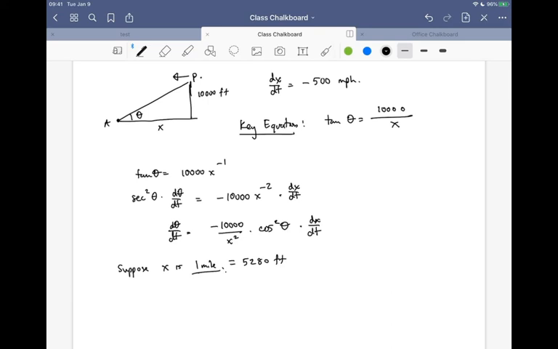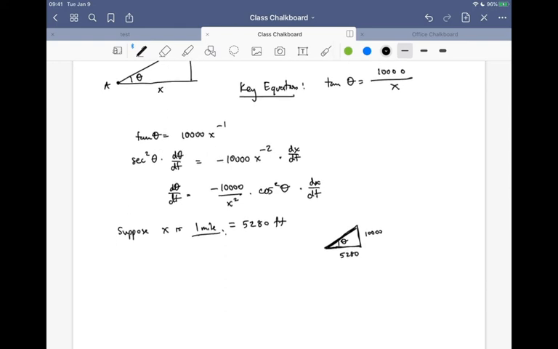We need to figure out what cos squared theta is. So our specific situation there is that we have 5,280 there, and we have 10,000 there, and I'm not drawing this to scale at all. Now, I don't actually care what theta is. All I care about is the cosine of theta, or rather, the cosine of theta squared. Cosine is adjacent over hypotenuse, so I need to find the hypotenuse, which would be the square root of 10,000 squared plus 5,280 squared.